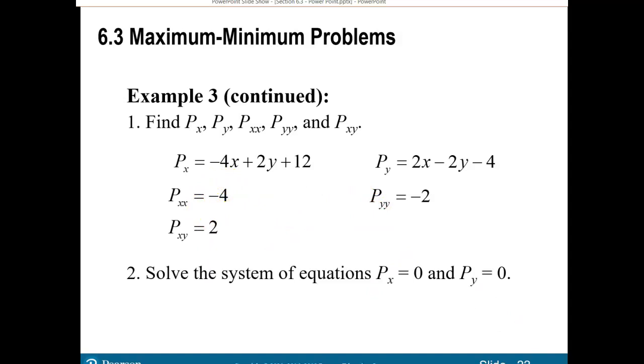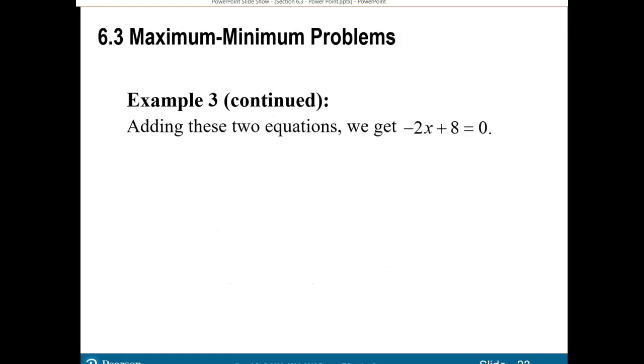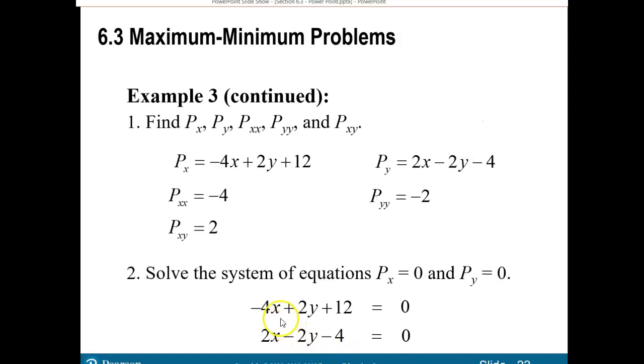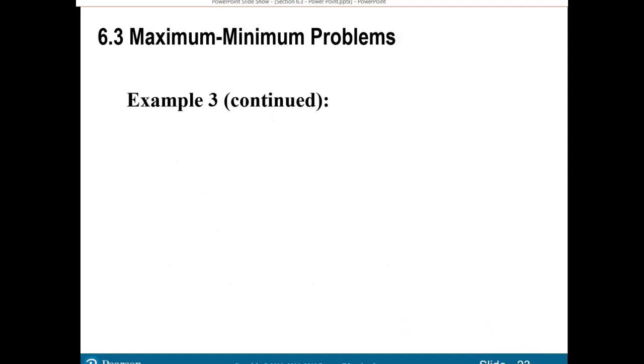All right, solve the system. P sub x and P sub y both equal 0. The first partials set to 0. So there they are. All right, now here, you could do substitution if you wanted to. Here they did addition. So if you go back here, if you just add these two equations together, your y's are going to cancel, and that's going to allow you to solve for x. So they're just doing the elimination method instead of the substitution method to solve.